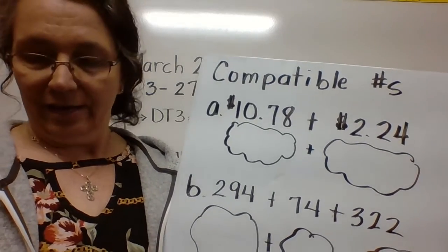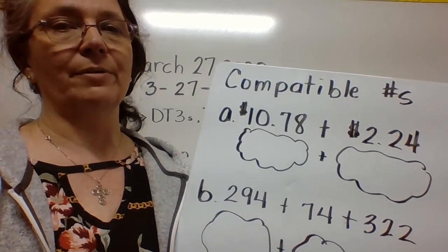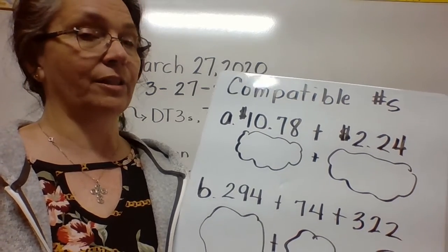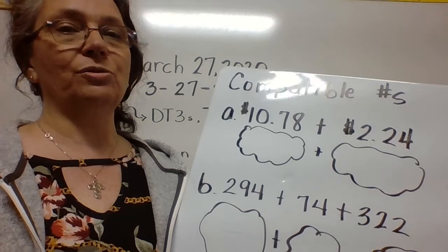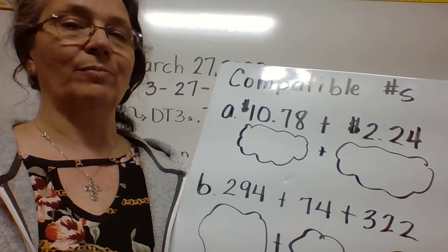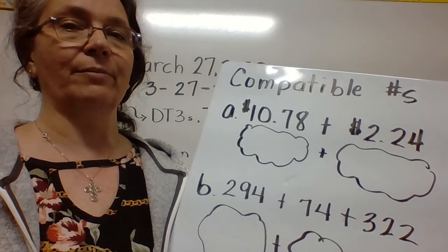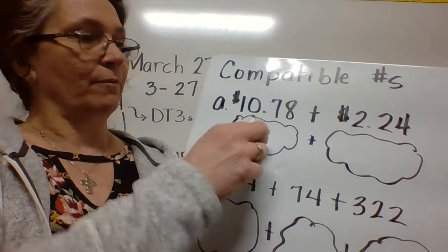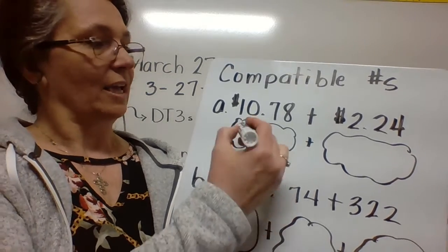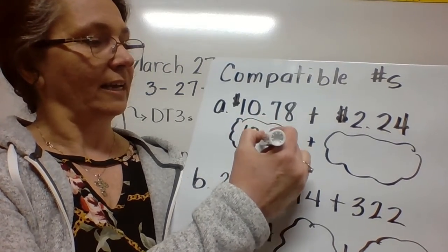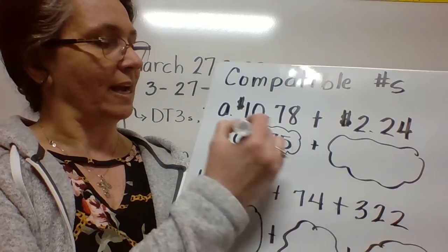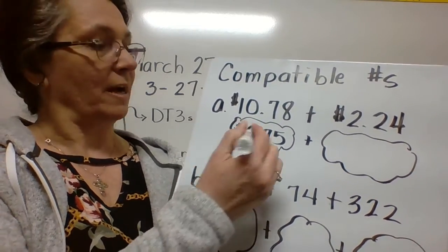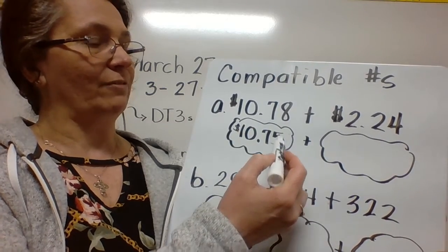There we go. All right, so remember when we're doing compatible numbers, it's not necessarily rounding to the nearest 10 or the nearest dollar. You want to choose a number that is easy to work with, but also as close as possible to the number they give you. That's the purpose of compatible numbers. So for example, for $10.78, we would think $10.75. You would not round to 11. I realize that's easy, but you want to be as close as possible. So we're going to do $10.75.